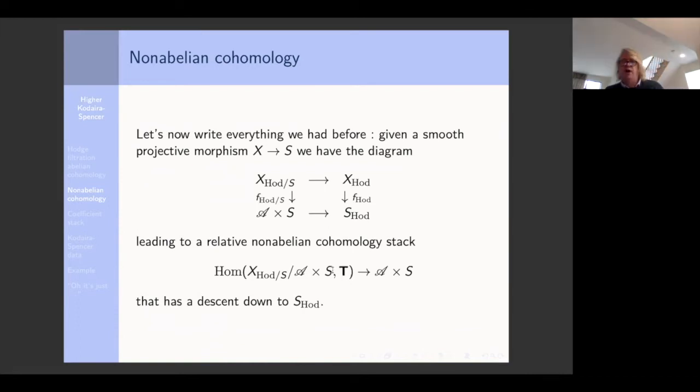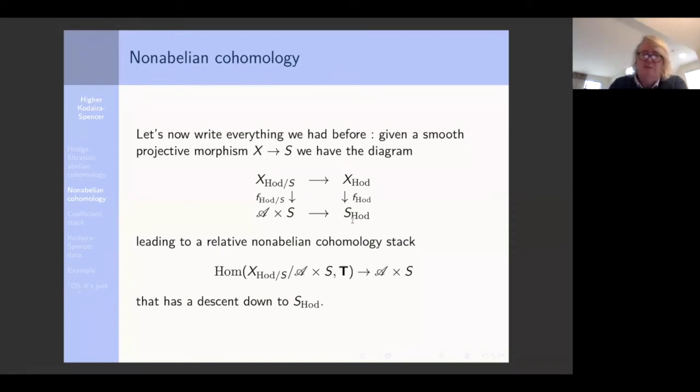Okay, so now let's just write it down, everything. We'll just recopy what we did before. So if we have a smooth projective morphism, I guess this kind of answers your question, Remy. If we have a smooth projective morphism X to S, then we get the same diagram. I just recopied the diagram. It's a little bit shortened.